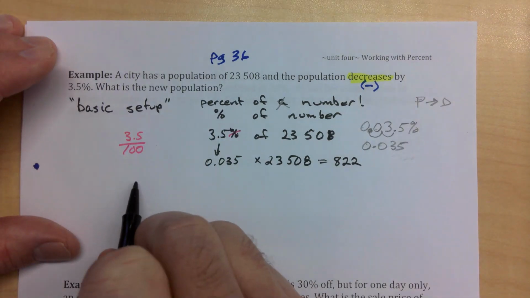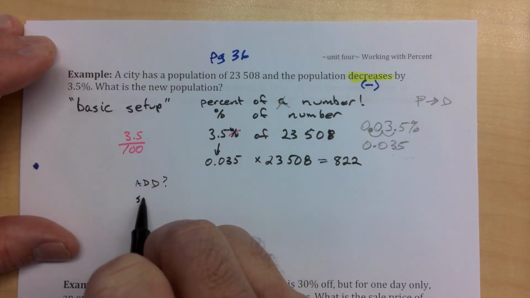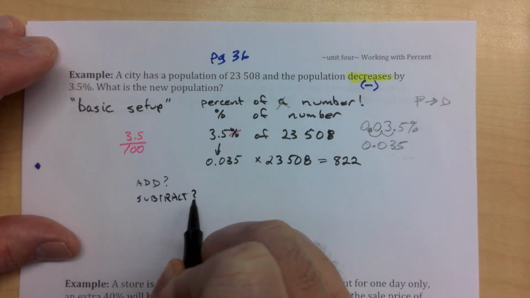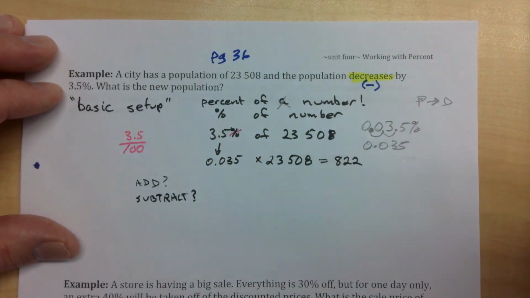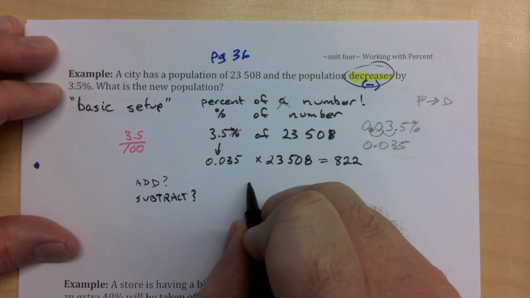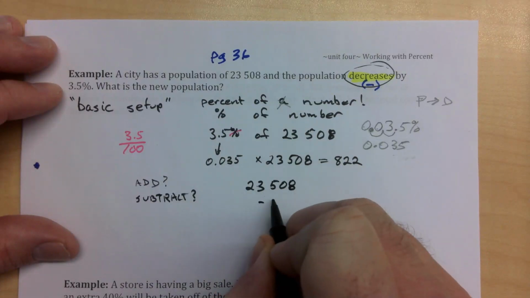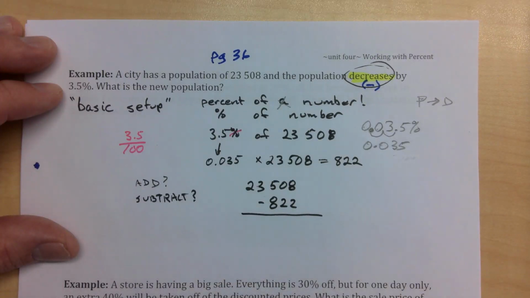Now, you've got to decide: is it add or is it subtract? Well, go back. Look at this word. To my mind, it makes sense to take 23,508 and subtract 822 people. That's what happens. The population decreased.